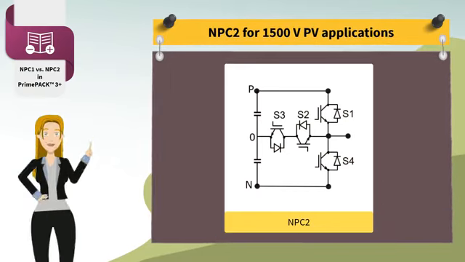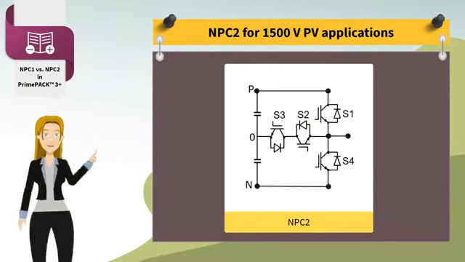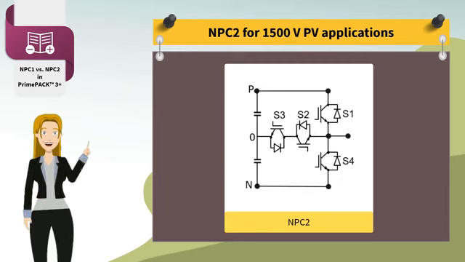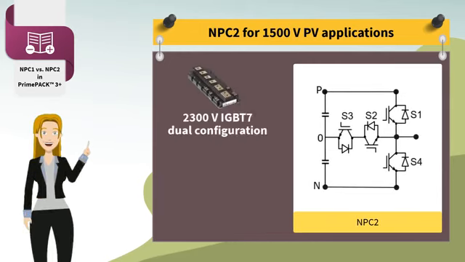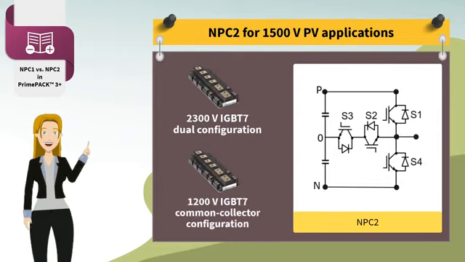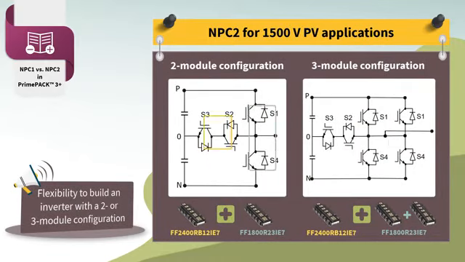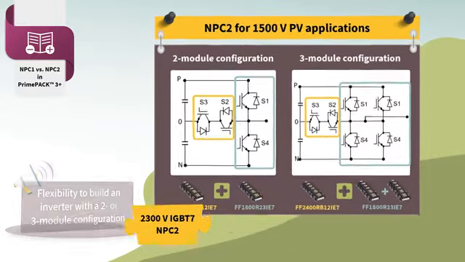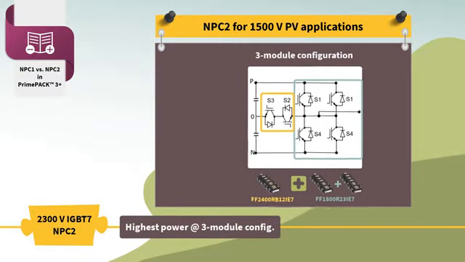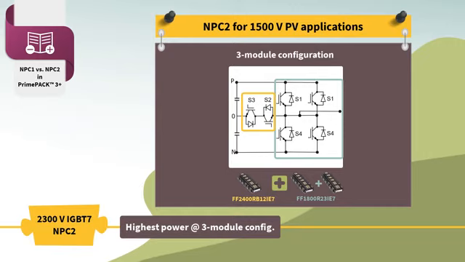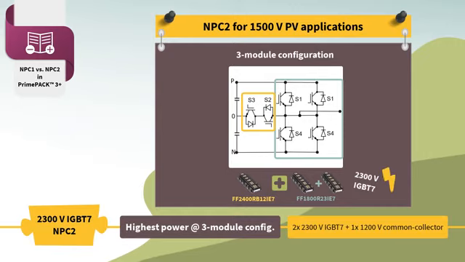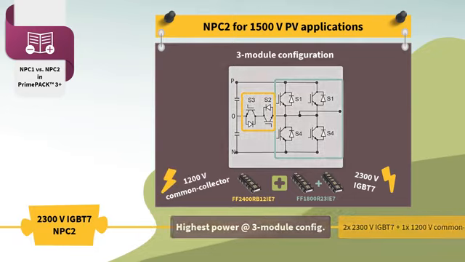To address NPC2 topologies for the 1500 volt PV applications, Infineon has developed 2 modules. One with a 2300 volt IGBT7 chip in a dual configuration and another with a 1200 volt IGBT7 chip in a common collector configuration. This gives you the flexibility to build an inverter with a 2 or 3 module configuration. But please be aware that the highest power level can only be achieved in a 3-module configuration. This configuration requires 2 2300 volt IGBT modules and 1 1200 volt common collector module.